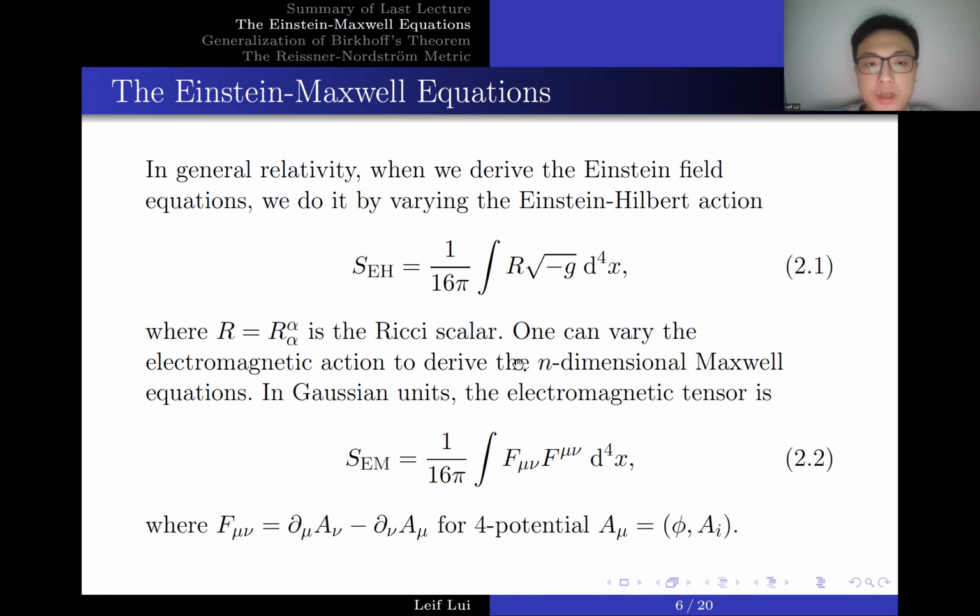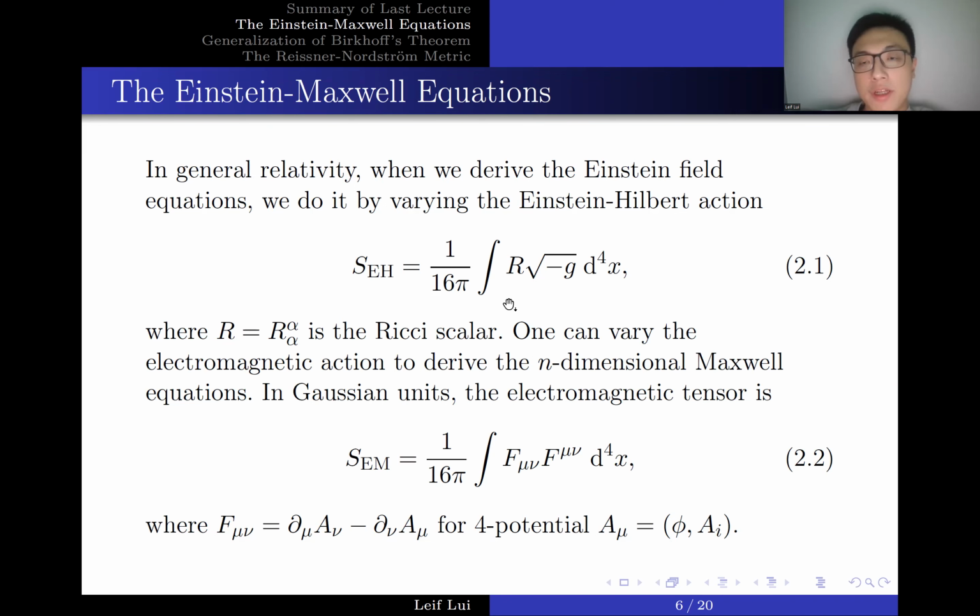So to derive the Maxwell equations, we can use the Faraday tensor and have the following electromagnetic action. Recall that the Faraday tensor is simply the anti-symmetrized derivative of the 4-potential, where the 4-potential is a 4-vector, where the time component is the scalar potential and the spatial components are the vector potentials. And let me further discuss the Einstein-Hilbert action. This is the simplest scalar that we can put in that makes sense.